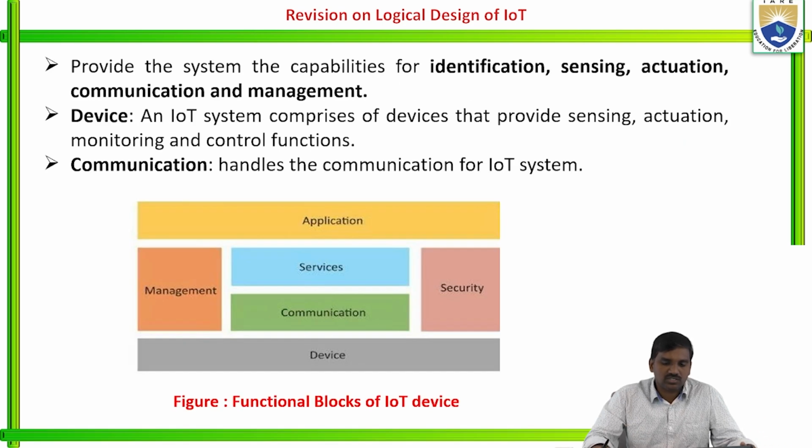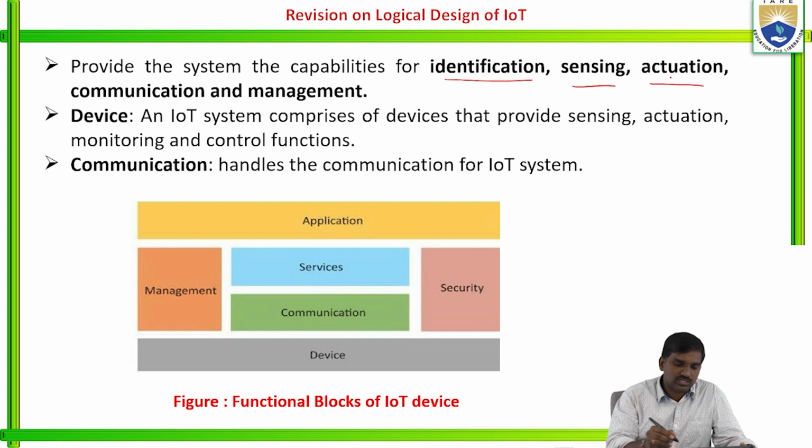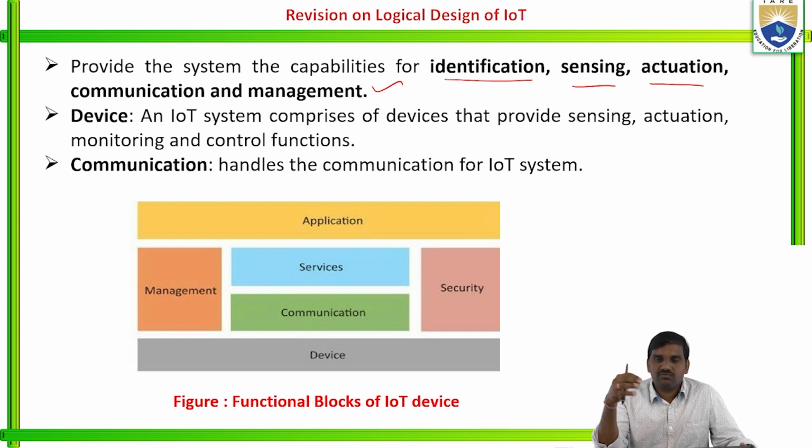Here the first topic is functional blocks. What are the main functional blocks of the logical design of IoT? They provide capabilities for identification, sensing, actuation, communication, and management. Here identification is nothing but authorization. Before connecting, it verifies the details of the device, and then it connects. Then sensing, actuation, communication, and management.